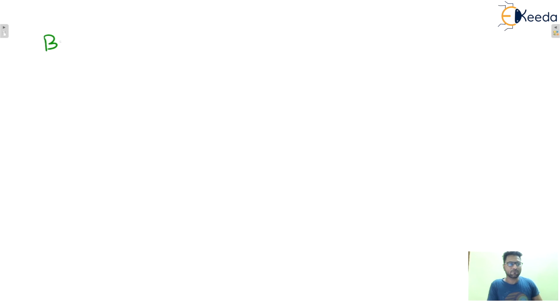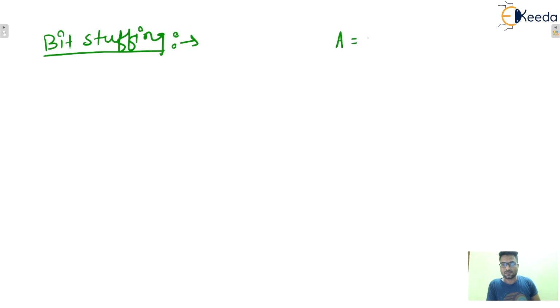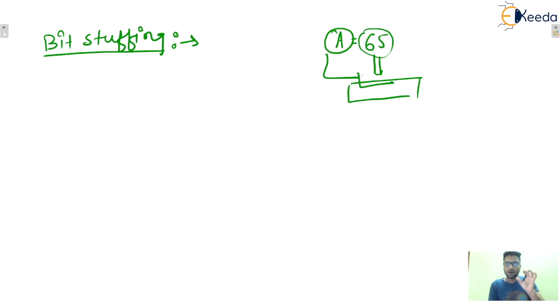Next one is bit stuffing. In bit stuffing, instead of a character, only one bit is stuffed. Character means 8 bits. Remember, every character is represented with 8 bits. Let's say capital A. The ASCII value of capital A is 65. This 65 will be written in binary with the help of 8 bits. That's why every character uses 1 byte of memory.